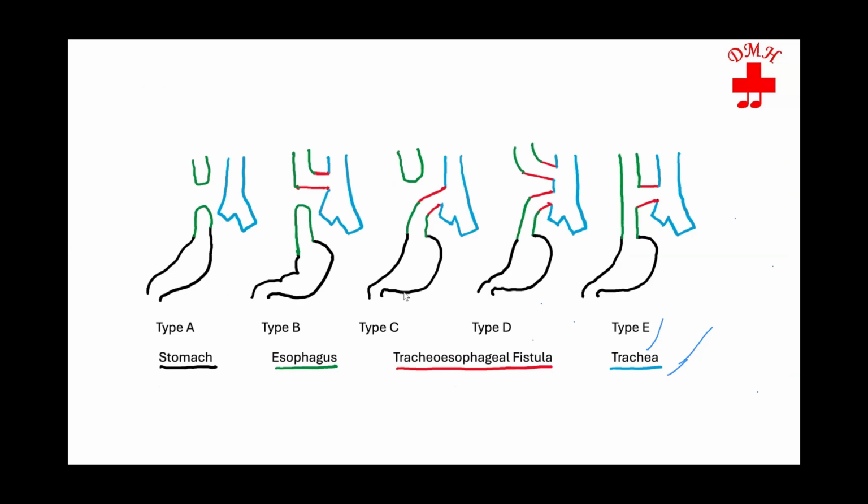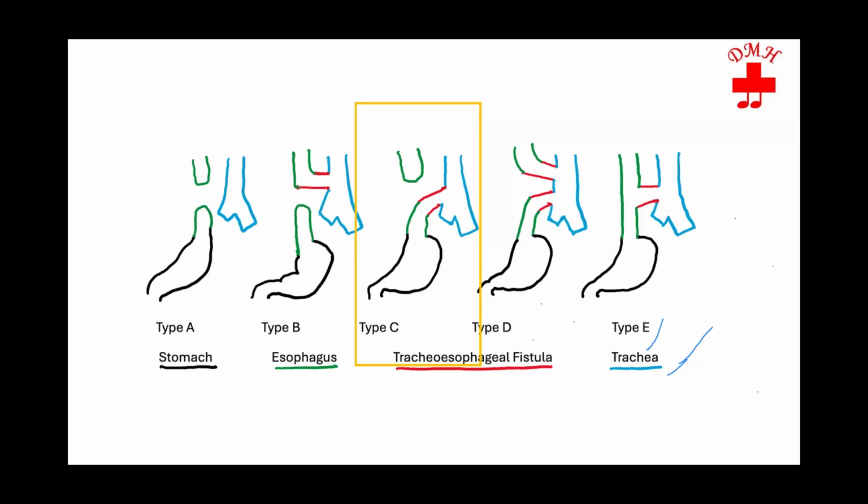So these are the different types of esophageal atresia. I'm sure you all know about this. What is the most common? A, B, C, D, E, right? Most common type is type C, esophageal atresia with distal fistula. Correct? Are we on the same page? Yes. And the second most common type would be what?